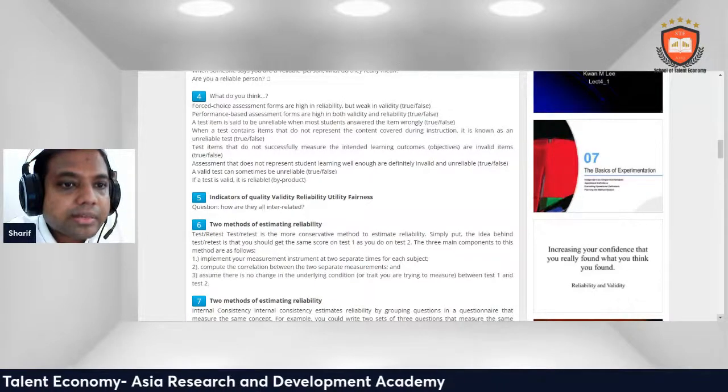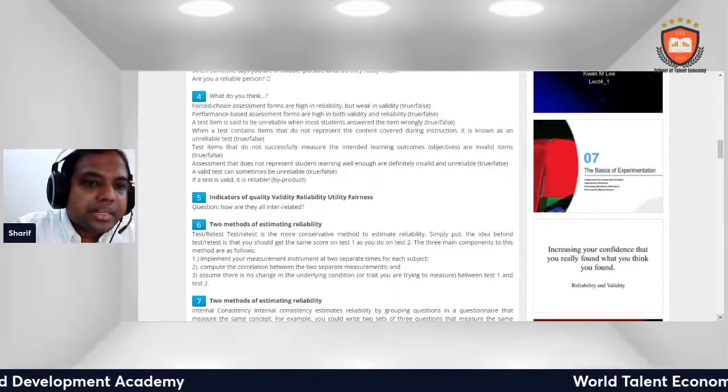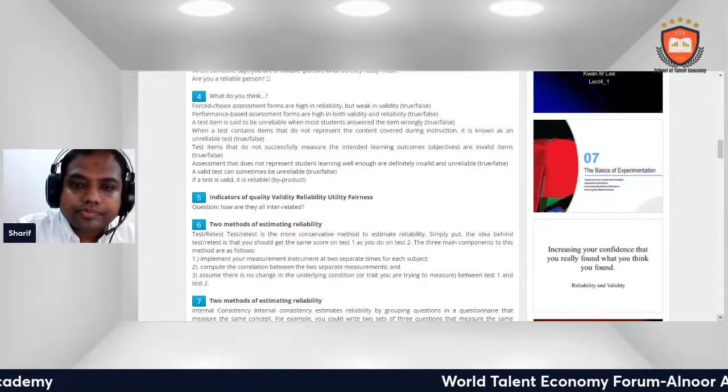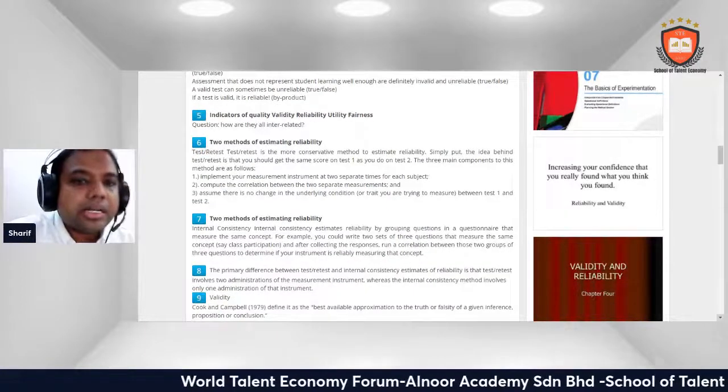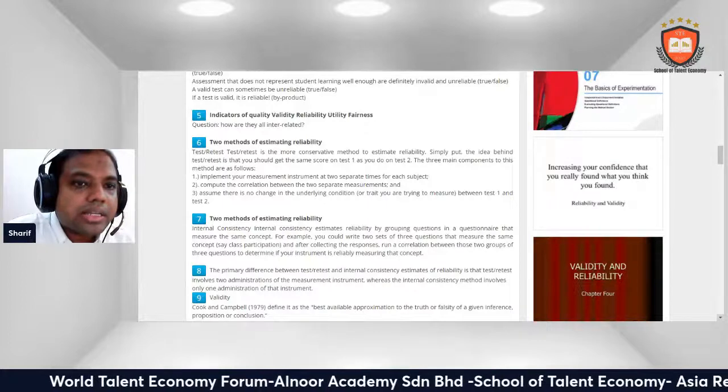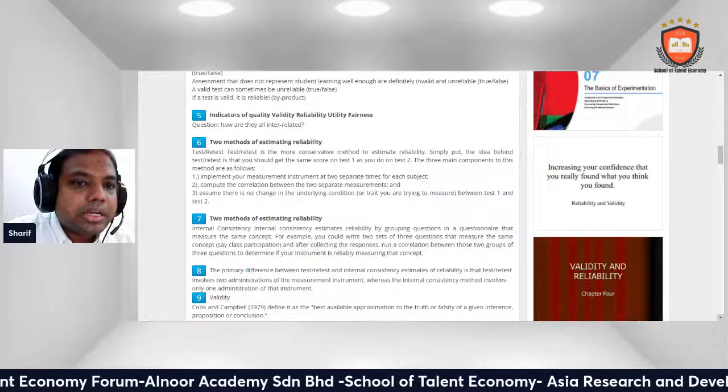A valid test can sometimes be unreliable. If a test is valid, it is reliable. Indicators of quality are validity, reliability, and utility, as well as fairness. Question: how are they all interrelated?